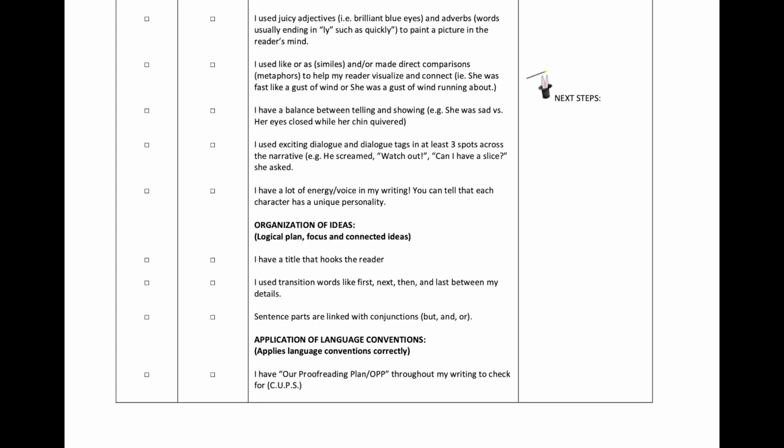I suggest that they use 3 marks to reflect upon their writing. A check mark indicates that they've included that given success criteria. If they address that success criteria to some degree, they can use a tilde or squiggly. And if they've omitted that success criteria, they can record an X in the space provided.